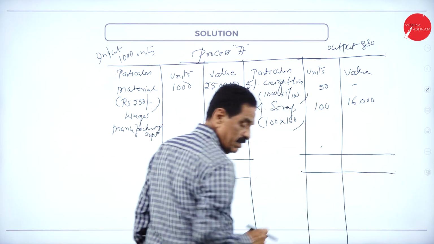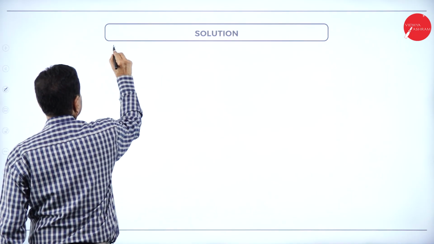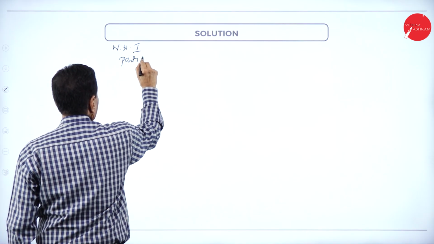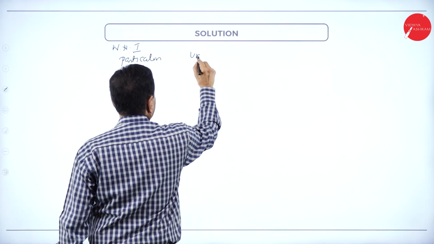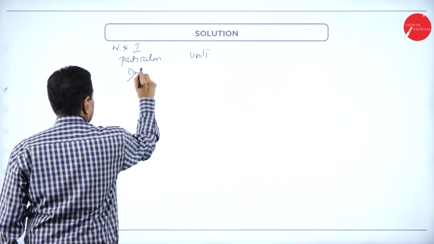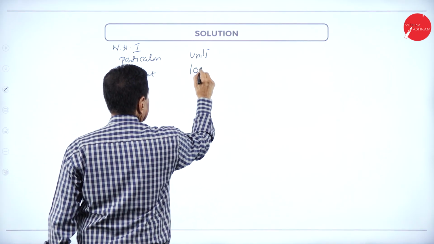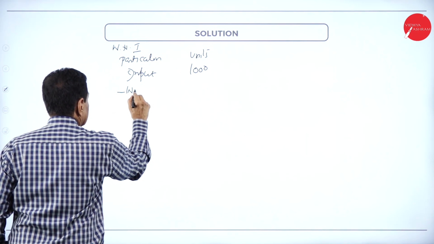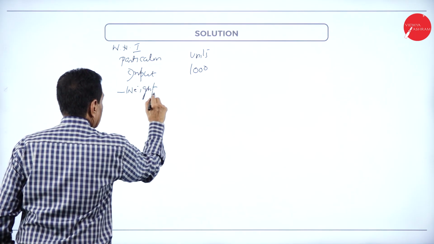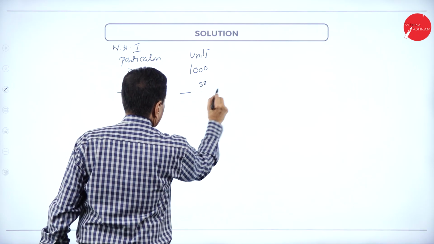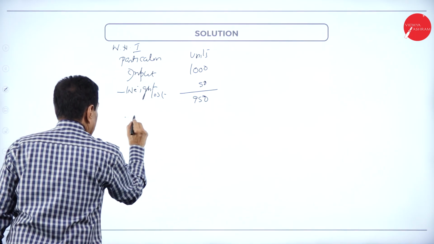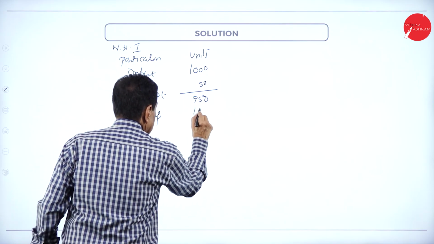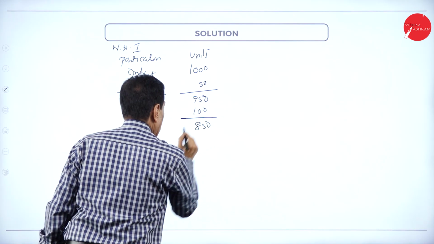Slowly we can do this. We'll go to the next one. Working note number 1. Particulars, units. Total input 1,000 units. Minus weight lost 50, it comes to 950. Minus scrap 100. It is 850, the standard output or normal output.